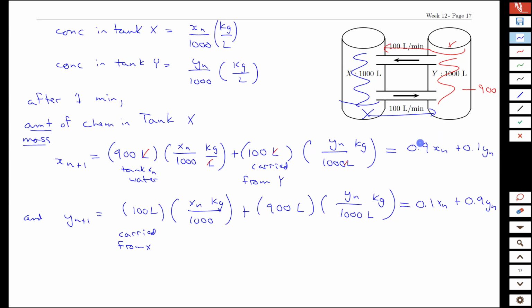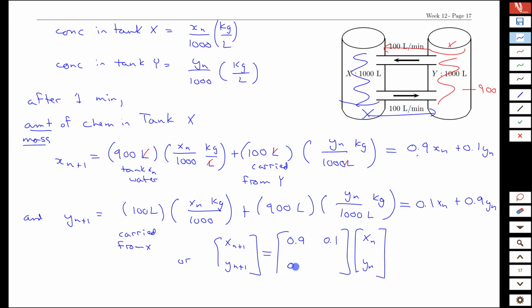But here's also where we see our first matrix. If we imagine writing this out in vector form, remembering this is our state at the next time, we can get that using a matrix product with the current state. 0.9 and 0.1 are the coefficients for the first term, and for the YNs, the coefficients are 0.1 and 0.9. And so here we see our linear transformation.